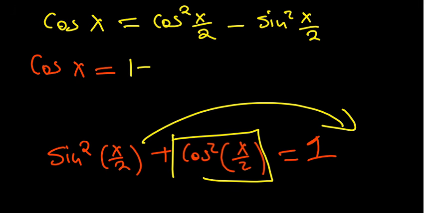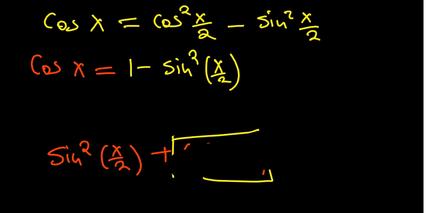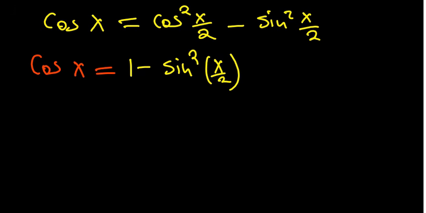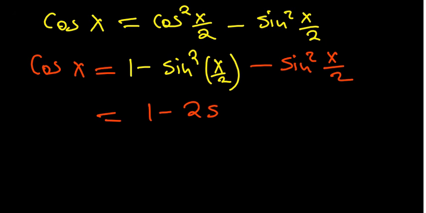So we have 1 minus sine squared of x over 2. And then of course, not forgetting that we also have 1, which is already part of the formula on top, minus sine squared of x over 2. So this will now be 1 minus 2 sine squared of x over 2 equals cosine of x.